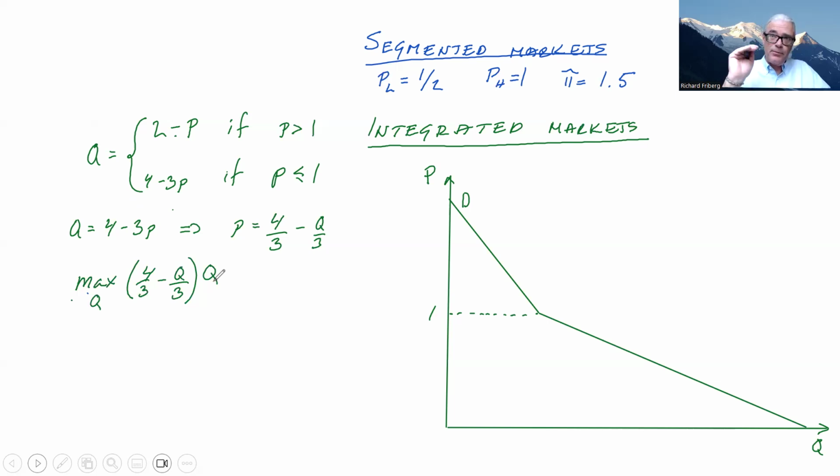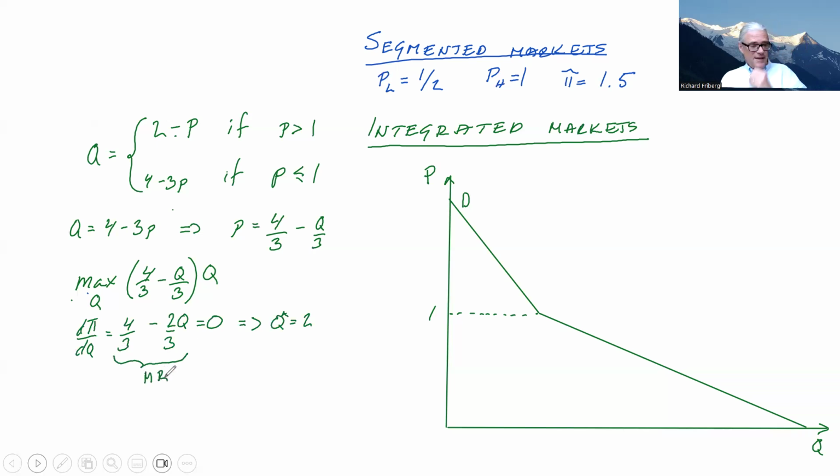We want to find a point at the profit function where the slope is 0. So we use calculus to do that. Differentiating this expression with respect to quantity gives us this, which we can solve for an optimal quantity of 2.